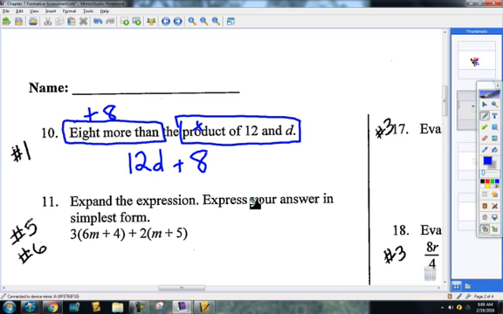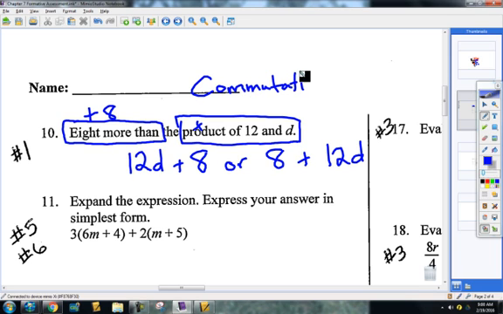Is that the only answer I'll accept, Tyler? Is that the only answer that I will accept? No. I will accept 8 plus 12d as well, once again because of the commutative property of addition. Okay? I just want you guys to get in the habit of writing it with the variable term first. Okay?